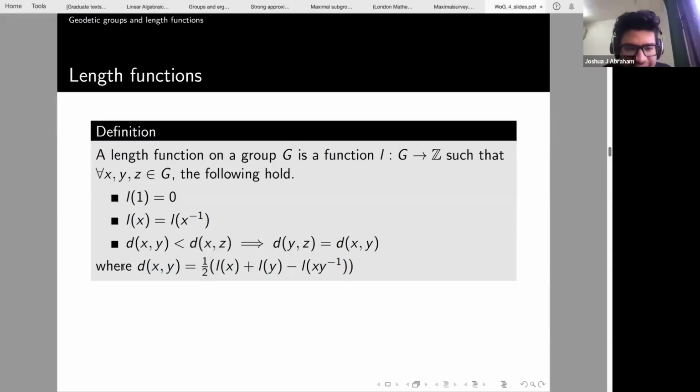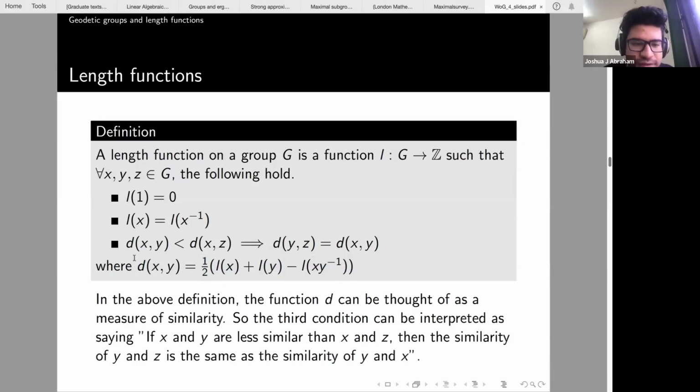But I might still say distance. The distance between x and y is just the length of x plus the length of y minus the length of x y inverse. It's just how much the length of x y inverse shrinks as compared to just adding the lengths of x and y. So it can be thought of as a notion of similarity, how much x and y are similar. Because if x is equal to y, you can see that x y inverse is actually going to be the trivial word.